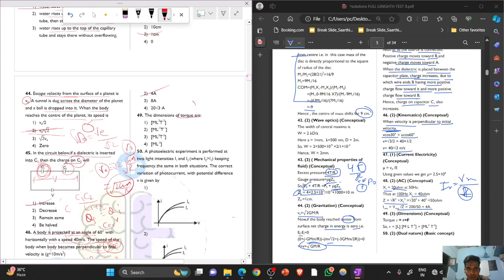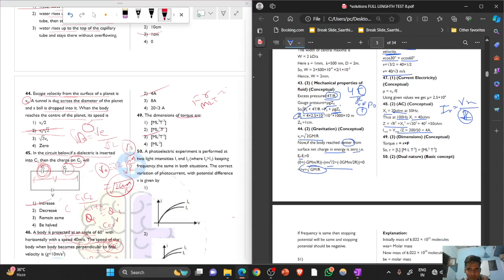Dimension of torque. Torque is equal to force into distance. Force into distance. Okay, force is equal to M L T to the power minus 2 and distance is L, so M L square T to the power minus 2. That will be option number 3, your correct answer. Moving ahead.